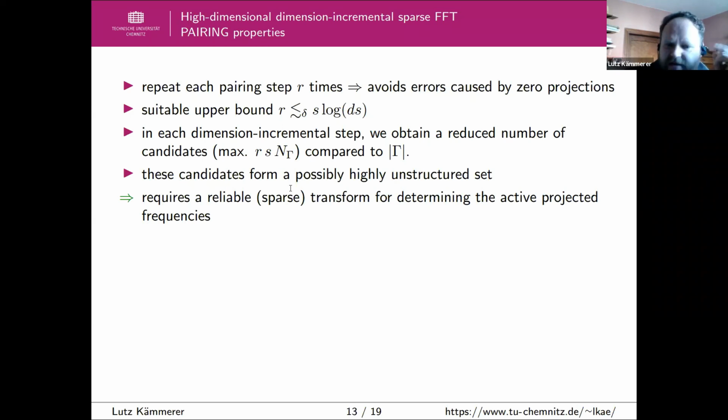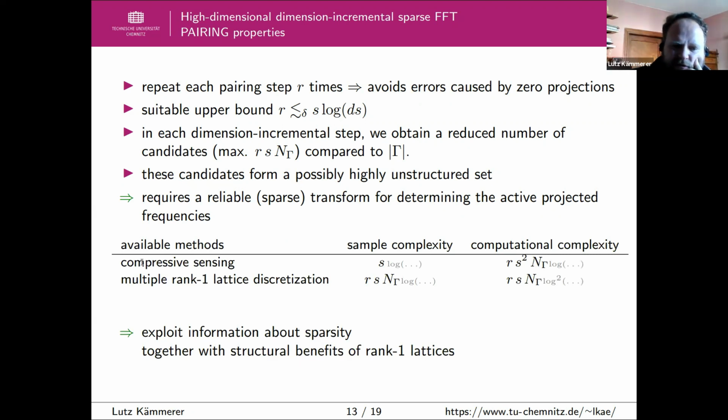Okay, and these candidates, but that is the problem. These candidates form a possibly highly unstructured set. So maybe it's not really nicely structured. And so you require a fast transform, a sparse transform that can deal with unstructured sets. That's the point. Okay, and you can use compressive sensing methods, then you get this nice sample complexity. But you have a computational complexity due to the fact that you need to deal with the full matrix. And the full matrix is in the worst case at least this times S times some logarithm in the size, right? So these are the elements.